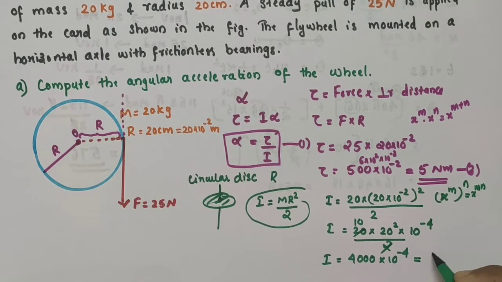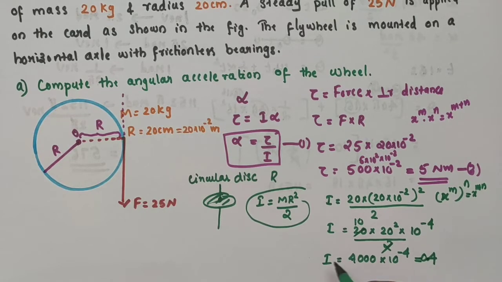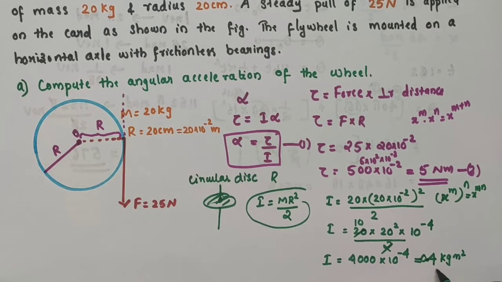This becomes actually equal to 4, no, not 4, 0.4. That is, 4000 into 10 raised to minus 4 can be written as 0.4. This is the moment of inertia, and its unit is kilogram meter square. I am taking this as 3. So we got the moment of inertia as 0.4 kilogram meter square.